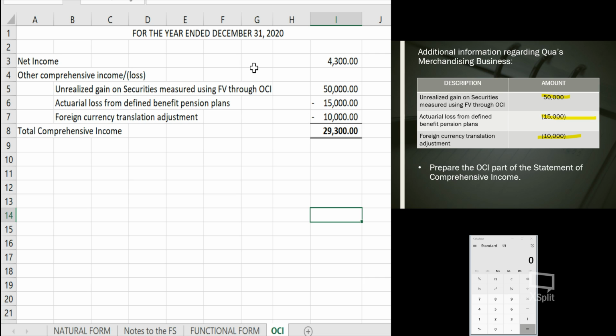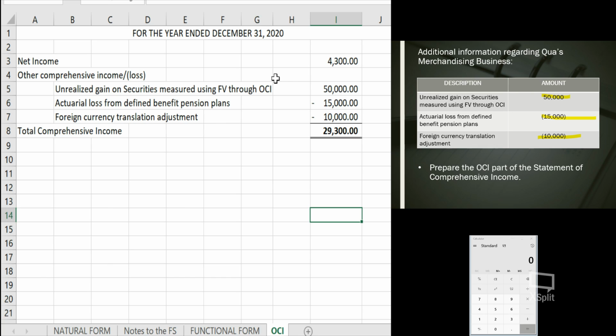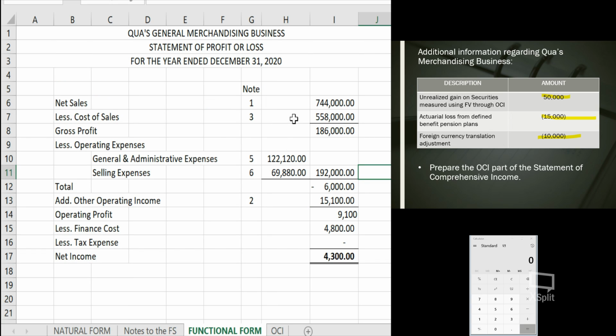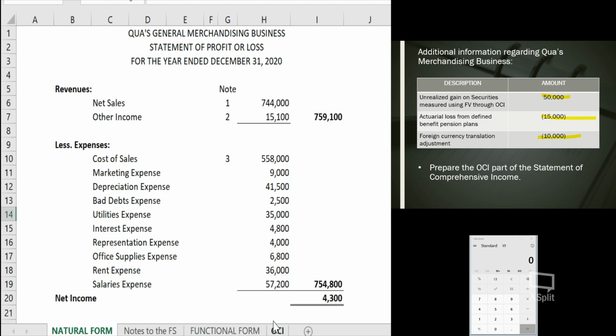So, meron tayong first part. Once again, yung first part natin, ito, assuming we use the natural form, ito yung magiging first part natin. The second part will be this one. Okay, so ganun lang siya. And if we choose to use the functional form, ito yung magiging first part natin. And then the second part will be this one. Okay? So, ayun. I think we're good.